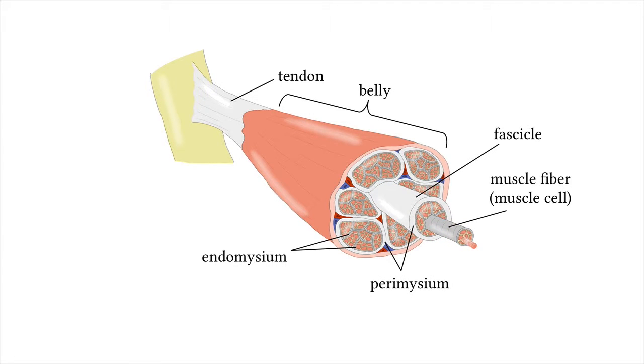Additionally, all the fascicles are held together by yet another collagen layer called the epimysium. Sometimes the epimysium is referred to as the fascia, but that term is a more general term referring to tissue sheets lying beneath the skin. So just remember that the collagen layer that wraps around the fascicles is called the epimysium.